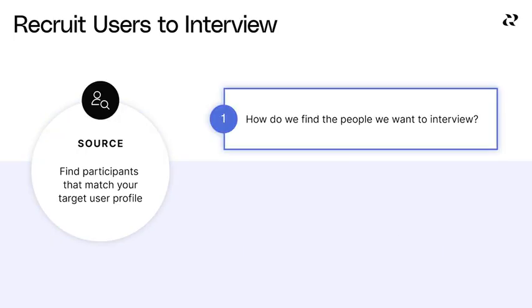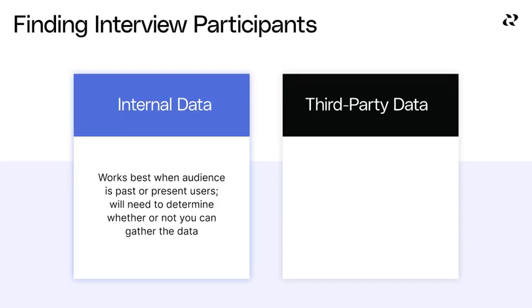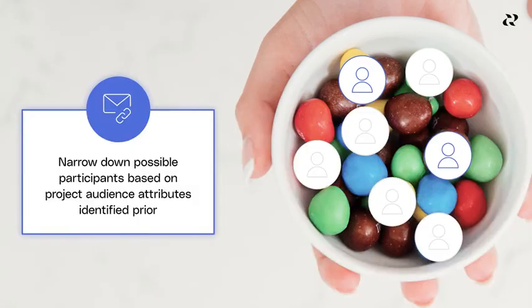In sourcing, we start by answering this question: how do we find the people we want to interview? To find potential interview participants, you can use either internal data or third-party data. The internal information approach tends to work best when your audience is past or present users. Your access to internal data may differ depending on your company. As a new PM, you'll need to determine whether you can gather this data yourself or whether you'll need help from an internal partner. Then you can narrow down possible participants based on the attributes you outlined in the last step, as long as you can tie the information to their contact information, like an email address.